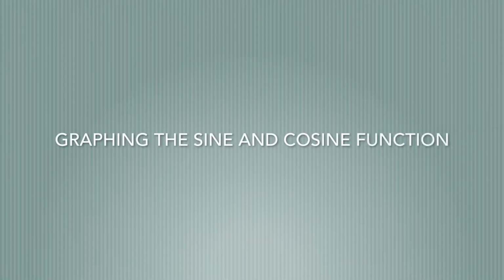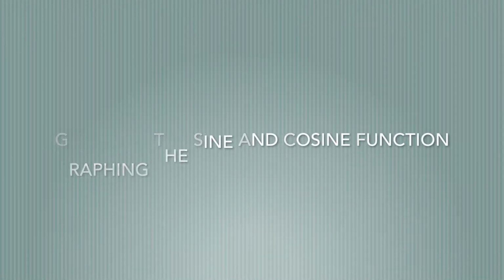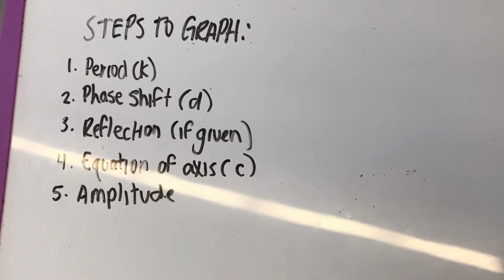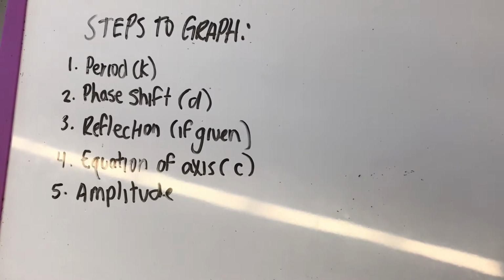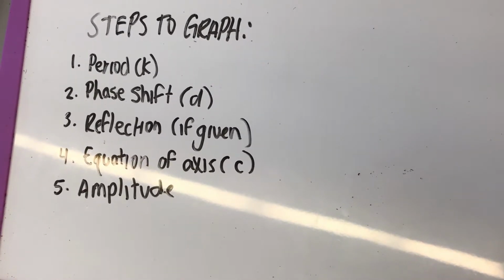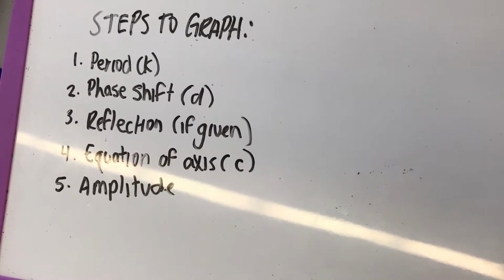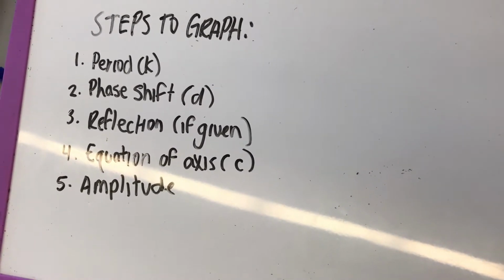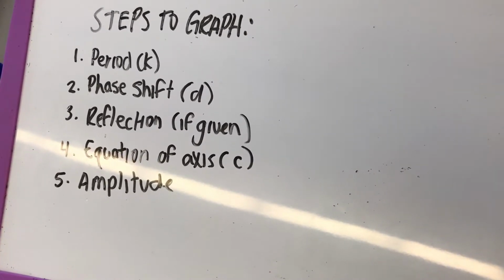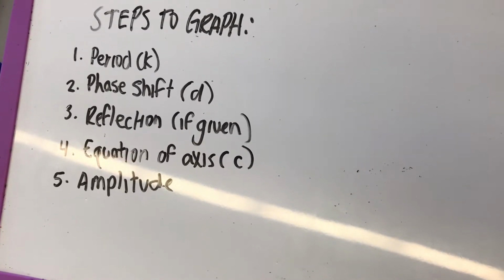Now let's move on to graphing the sine and the cosine function. Now, there are some steps when graphing a cosine and sine function. The steps are to start off with the period, then work on the phase shift, reflection if the equation gives a reflection, the equation of the axis, and finally your amplitude.